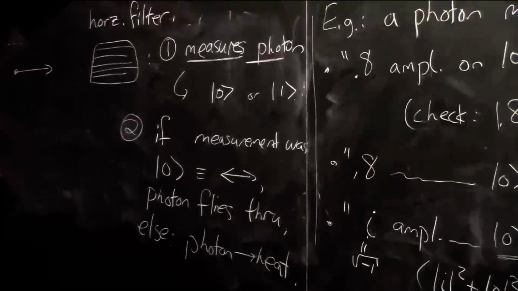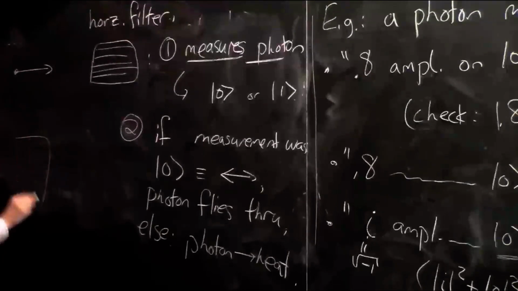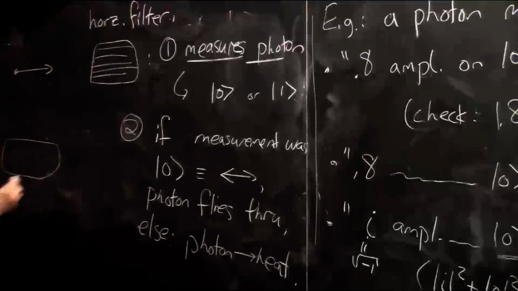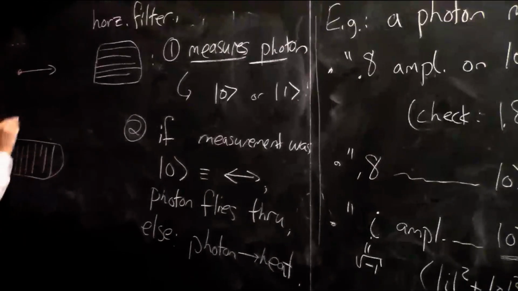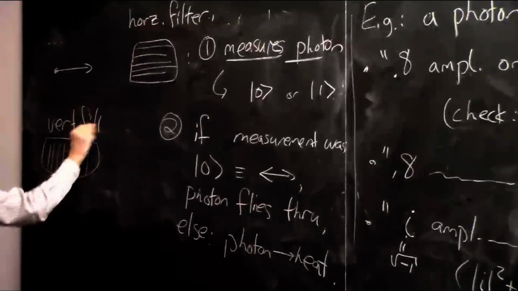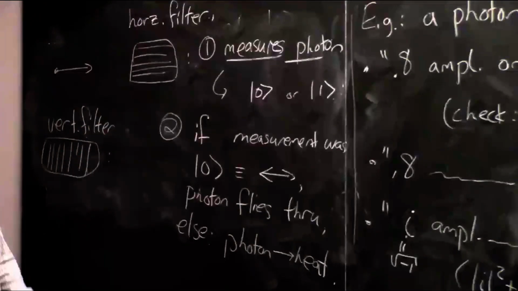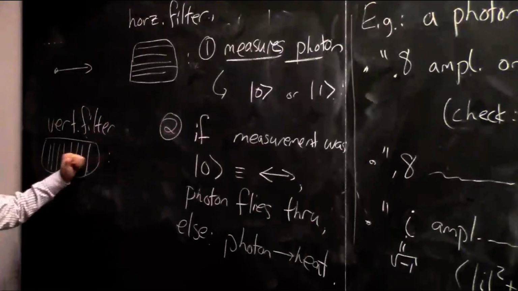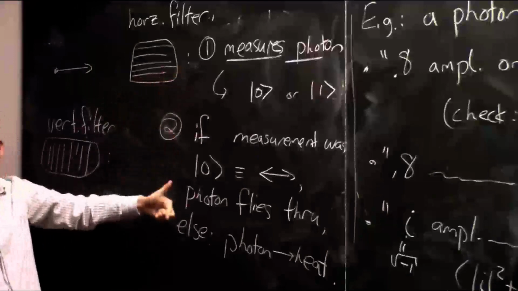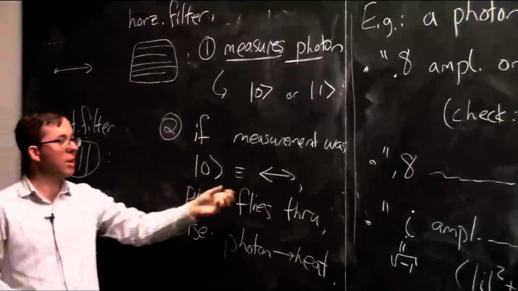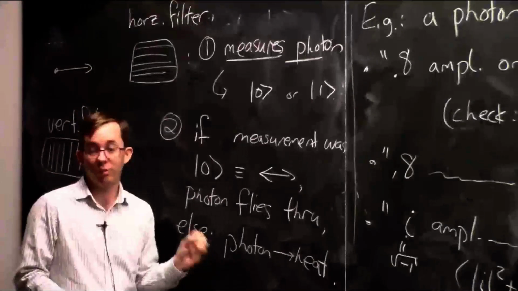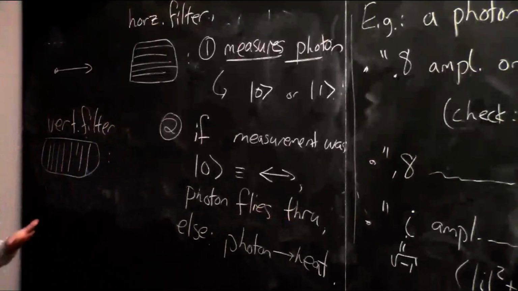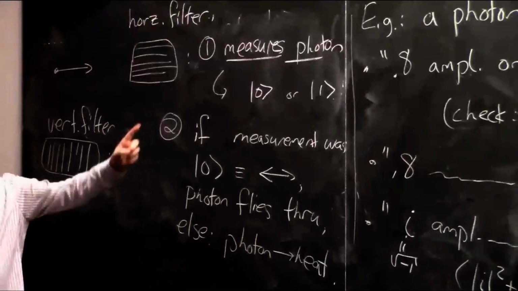There actually also exists another physical device called the vertical filter, which, let me draw it like this. It's the thing that's in the other eye of the 3D glasses. And its definition is very much like this. It does exactly the same thing, but it swaps these two. So if the measurement turned out to be horizontal, then the photon just turns into heat. And if it was vertical, it flies through. So you can use this to initialize photons to 1.